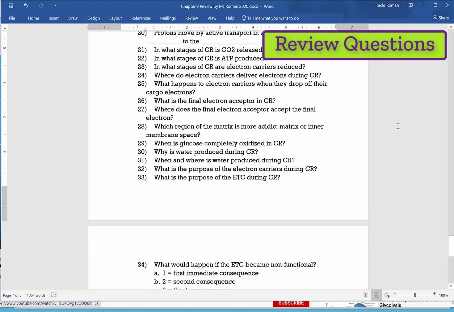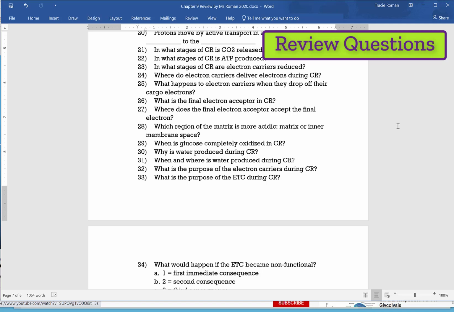29, when is glucose completely oxidized in cellular respiration? During the citric acid cycle. So that would be in the matrix. When and where is water produced during cellular respiration? There is some water produced during the citric acid cycle. And then water is produced in the matrix when oxygen accepts the electrons from the electron transport chain.